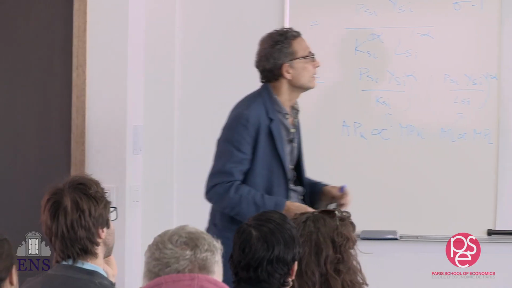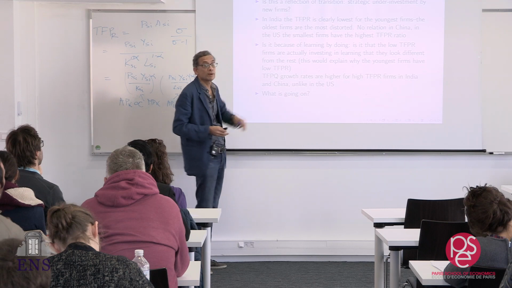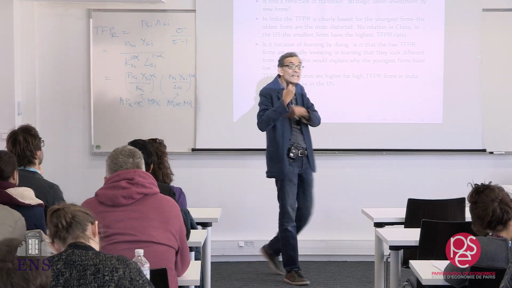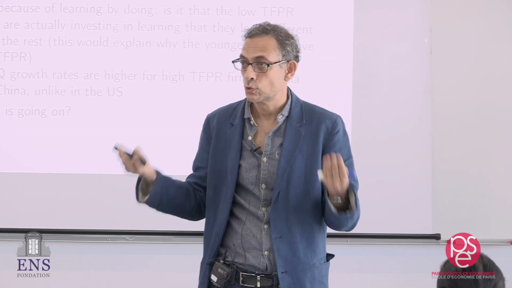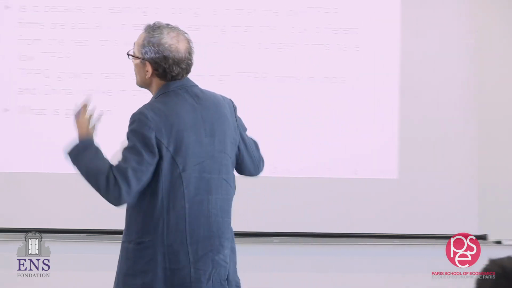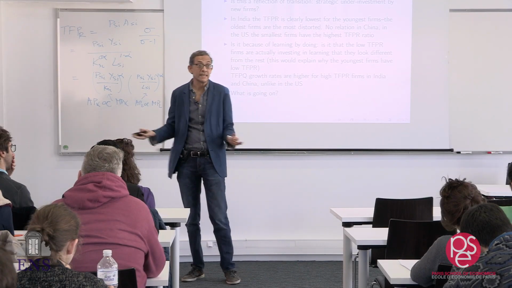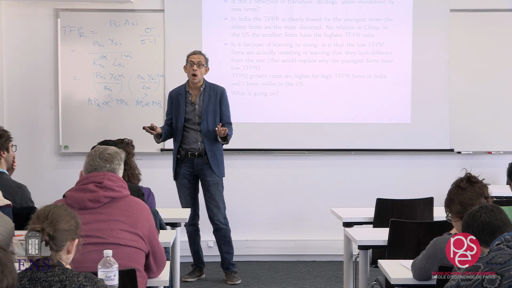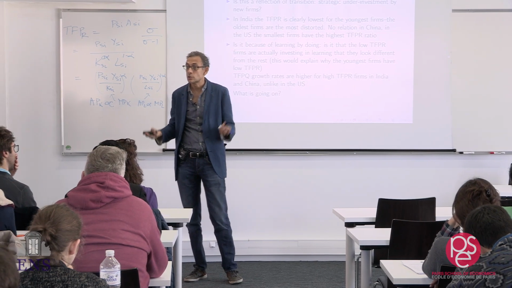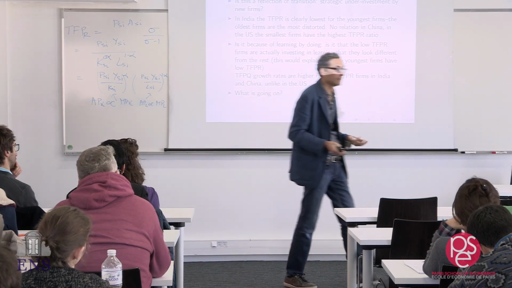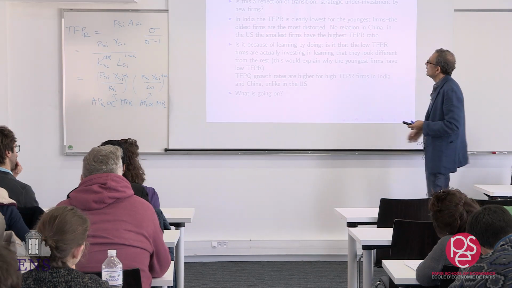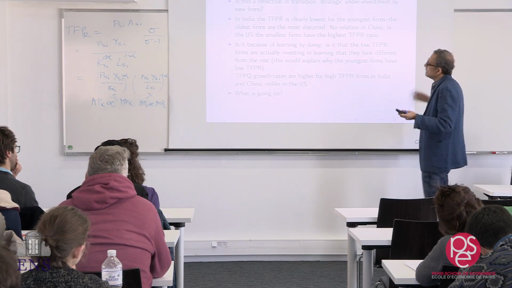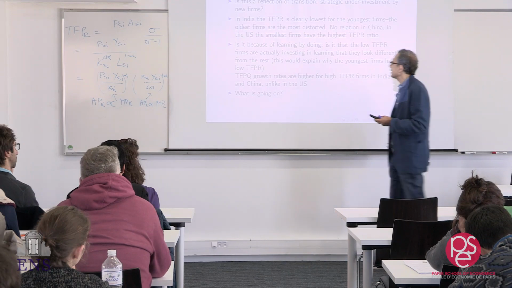We don't see that. In India in particular, the smallest firms are actually relatively the biggest. The youngest firms are the biggest. Their TFPR is lowest. To say that TFPR is low is to say your marginal product is low, meaning you are big relative to how productive you are. So it's not the case that you find this pattern. So it's not the case that that's what's happening. No relation in China either.